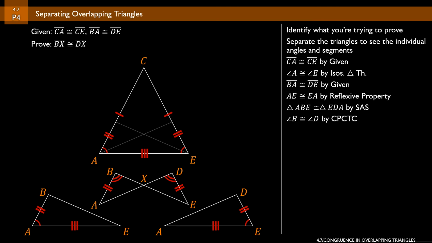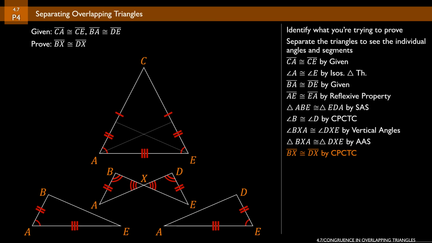So once we've got that, then we need to look and see if we can do anything else. Well, since these two triangles are connected at point X, we know that angle BXA is congruent to angle DXE by vertical angles. And if we then know that those two angles are congruent, we can then say that triangle BXA is congruent to triangle DXE by AAS congruence, which then means that all of the individual parts of those two triangles are congruent, which then tells us that segment BX is congruent to segment DX by CPCTC, and there's the proof.